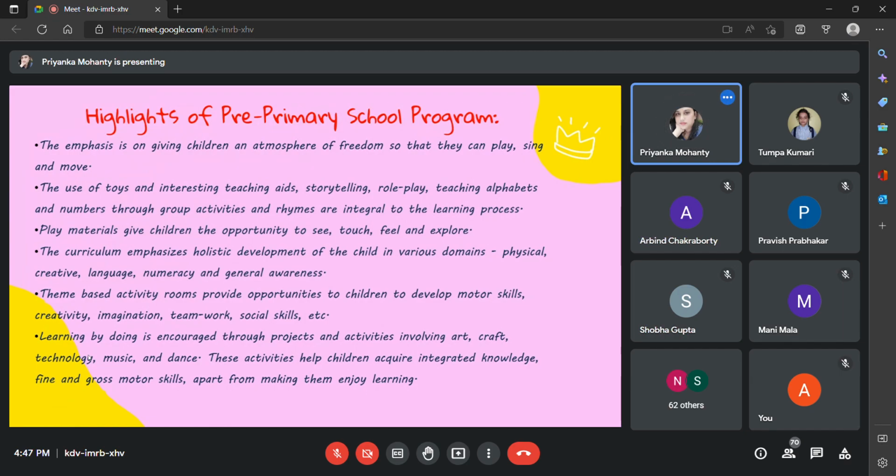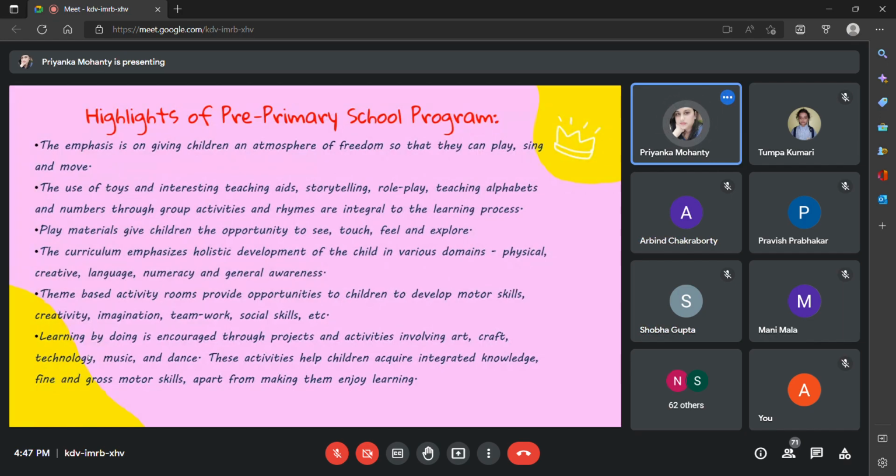General awareness is also very important. Theme-based activity rooms provide the opportunity for children to develop motor skills, creativity, imagination, teamwork, social skills, etc. Learning by doing is encouraged through projects and activities such as art, craft, technology, music, and dance. These activities help the child acquire integrated knowledge, fine and gross motor skills, apart from making them enjoy learning.